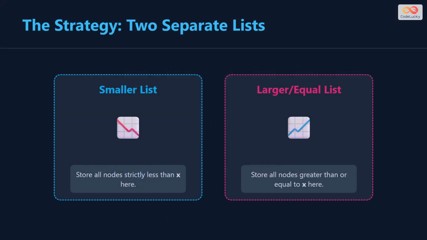The most efficient way to solve this is to think of it as sorting items into two different buckets. We will create one separate list for smaller elements and another list for larger or equal elements. As we iterate through the original list, we simply throw each node into the correct bucket.